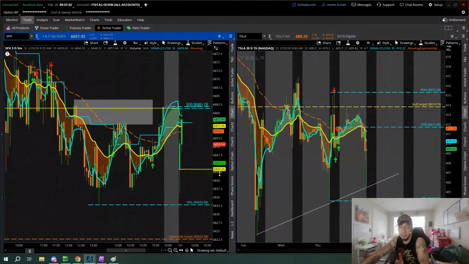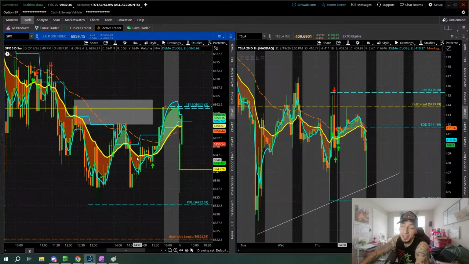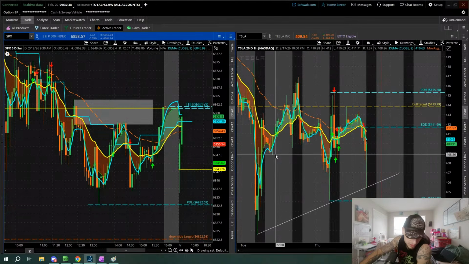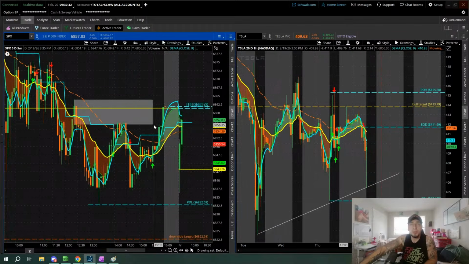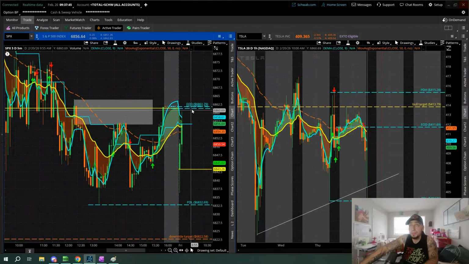So once again, this is just how the market works. It doesn't like gaps. It doesn't like extensions. Maybe it does like them. It just always fills them would be the better definition.